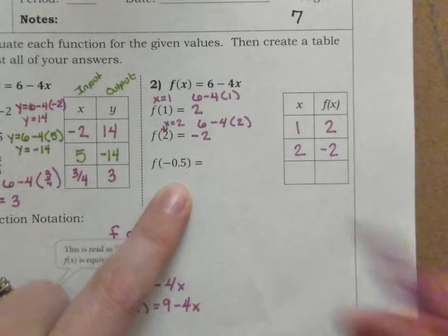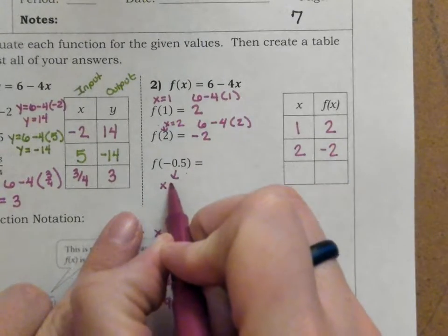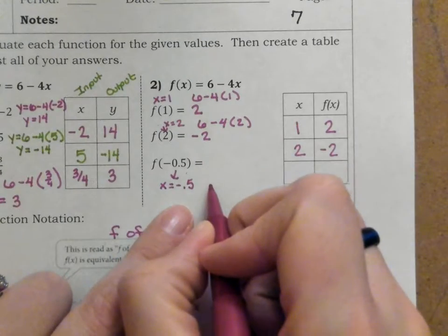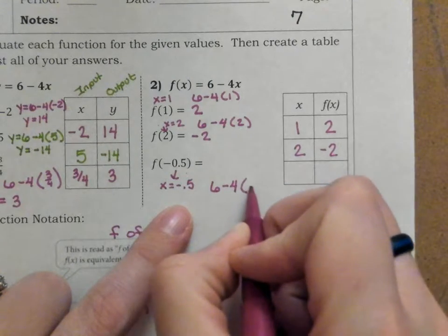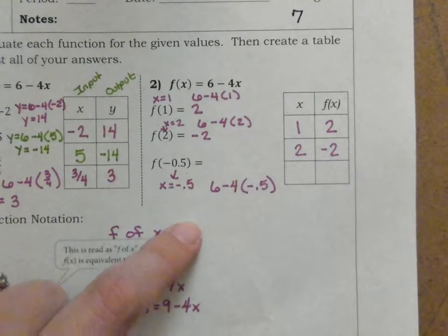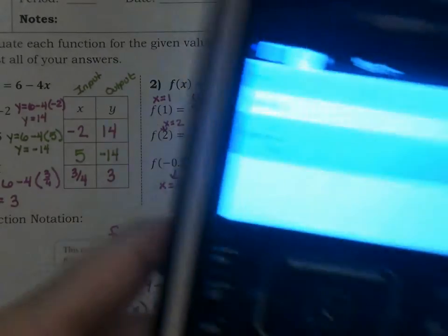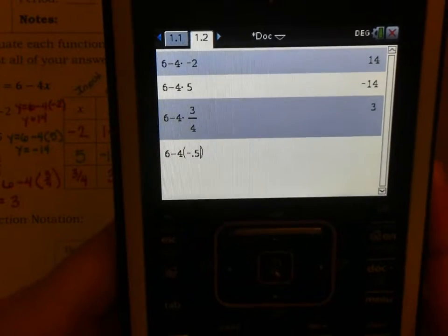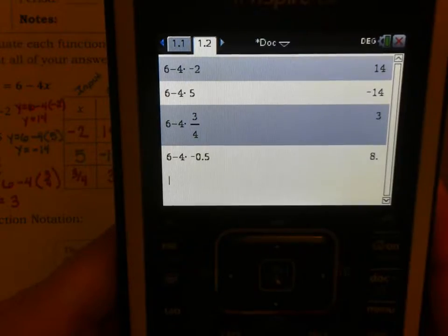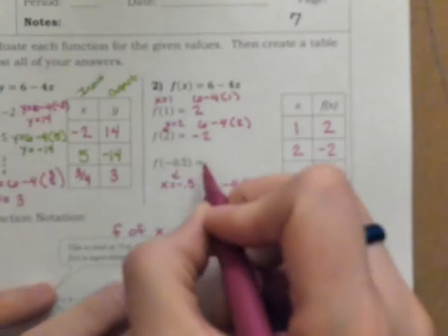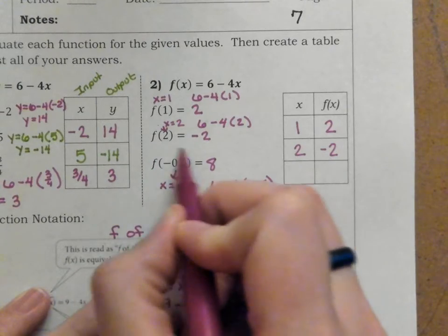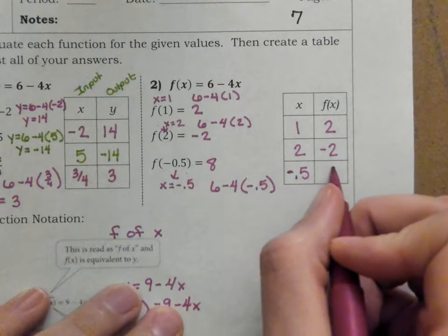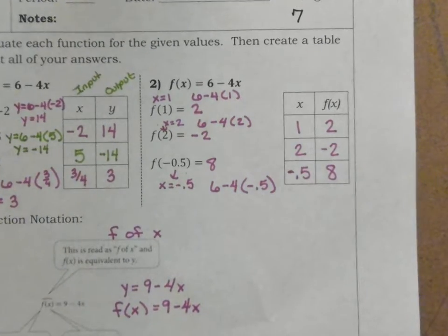And then the last one, this again is saying that x equals negative 1/2. And so I would plug it in as 6 minus 4 times negative 1/2. And if you don't want to figure that out, it's just a matter of plugging it into the calculator. So 6 minus 4 times negative 1/2. We get 8. And then this whole thing is your y. The whole thing equals 8. So my x, my input, is negative 1/2. The output is 8. So just plug and chug problems.